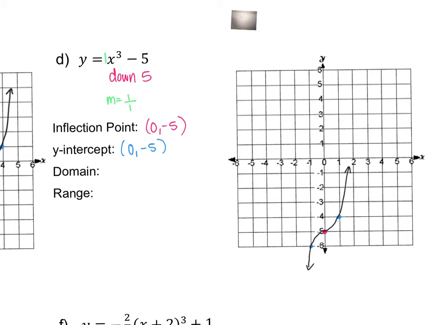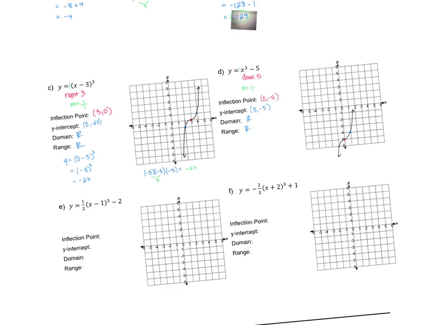In fact, if I were to just plug in 0 for x anyways, I can see that my answer is going to end up being negative 5, right? Because the 0 just cancels out. And domain and range, all real numbers. So that's it for part D. Pretty easy with that one.